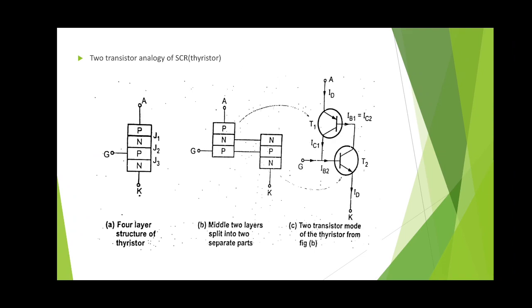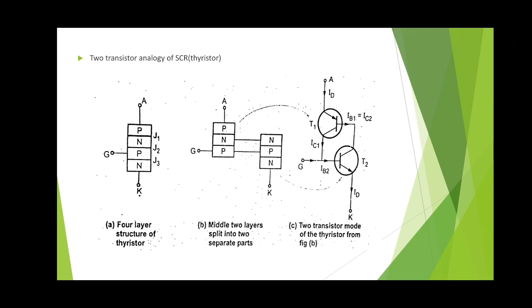The base of T1 is connected to the collector of T2. Similarly, the base of T2 is connected to the collector of T1. These transistors are in common base configuration. We are using this transistor in the common base configuration. So when the thyristor is forward biased and the gate is open, various currents flow, which are shown in the figure, as I have already told. The anode to cathode current is indicated as ID.